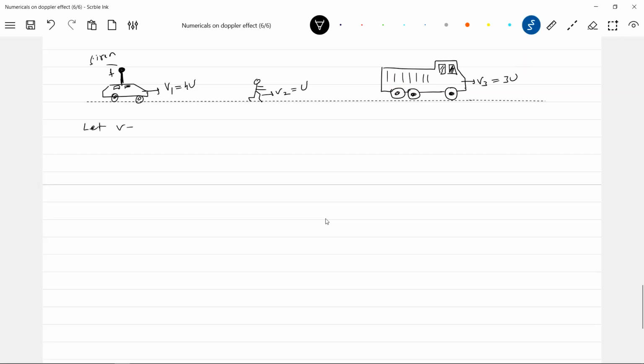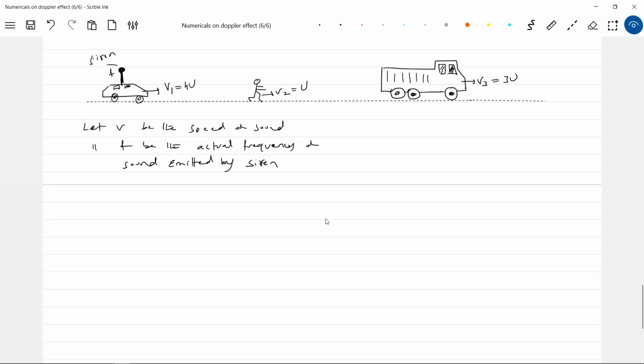Let V be the speed of sound. Let F be the actual frequency of sound emitted by the siren mounted on the car. And the car is moving with a velocity v1.